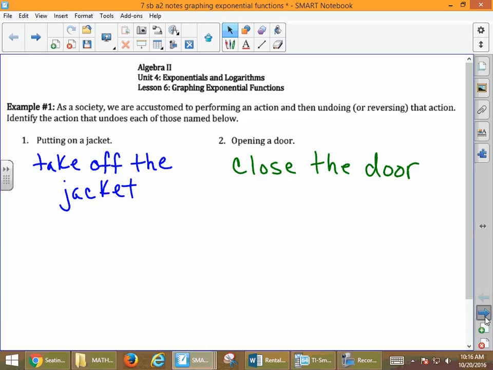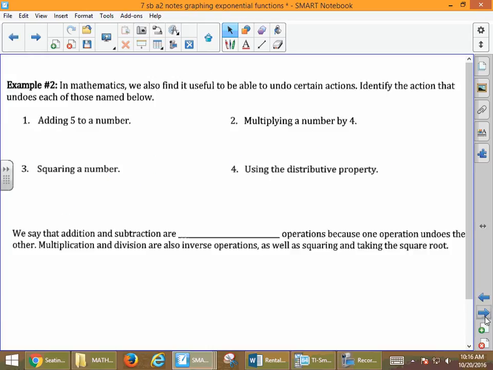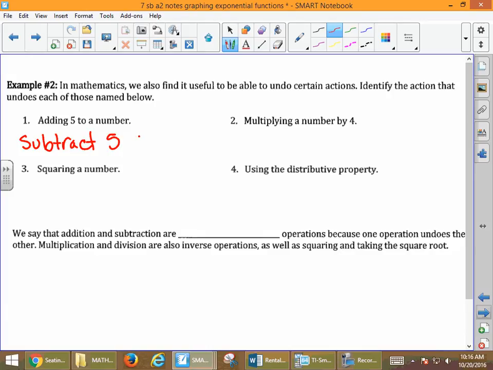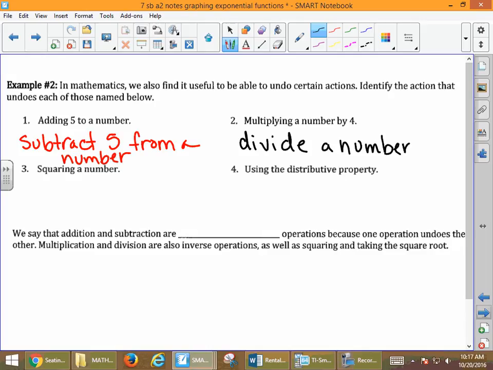We have operations that undo each other. So if we add 5 to a number, what undoes that process? Subtract 5 from a number. Or if we multiply a number by 4, what do we do to undo? We divide a number by 4.